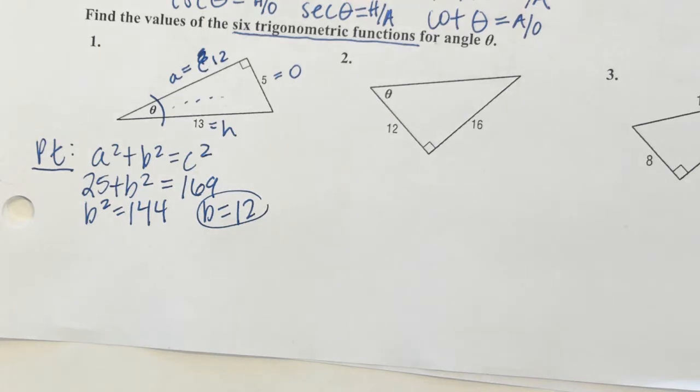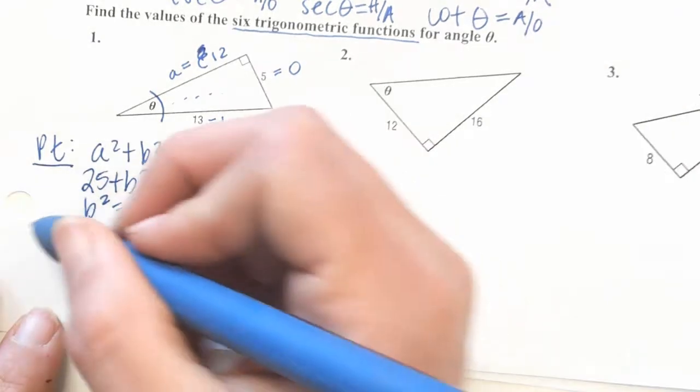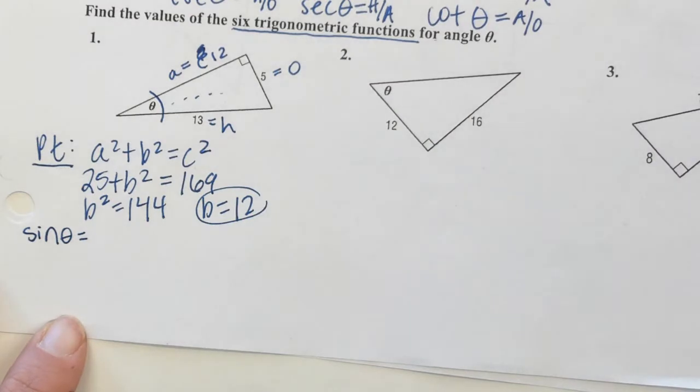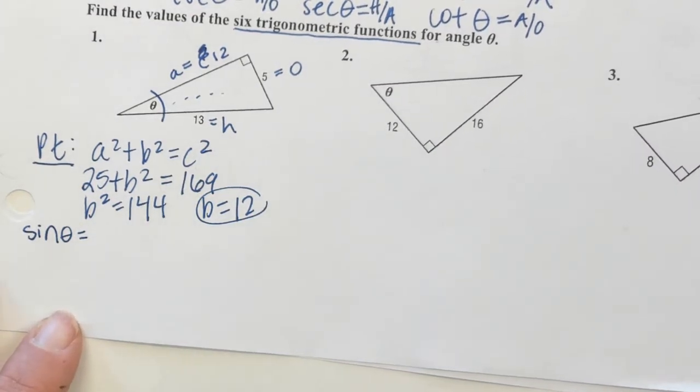All right. So the directions say find all 6 trig functions. Try not to look at your notes above. Yeah, mine are already covered up. Name one trig function. Sine theta equals. That's always how you write it. Sine theta equals. And sine is what over what?